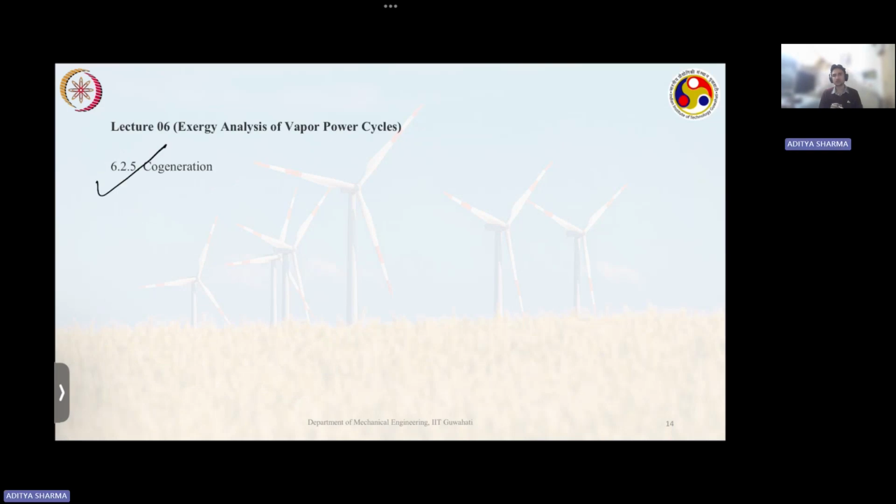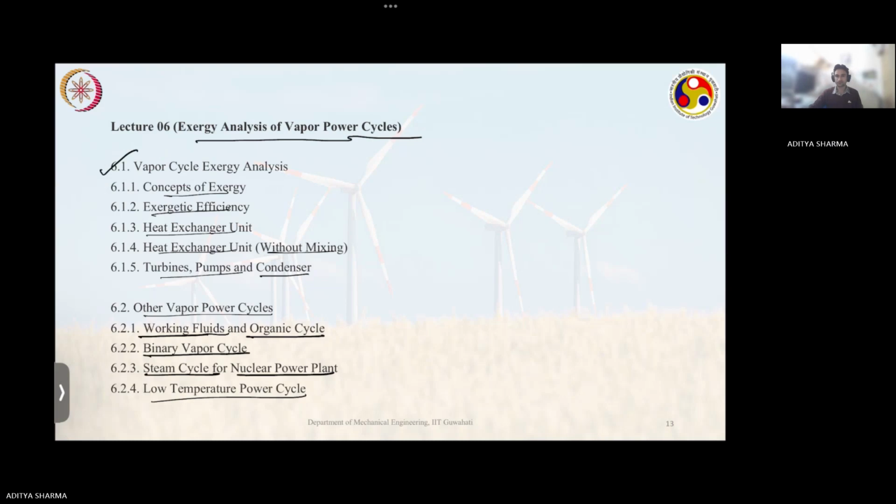And then last is your cogeneration, where we couple our vapor power cycle with some other power cycle, for example, gas turbines, right? So we shall briefly and quickly see what are all these topics. Okay.